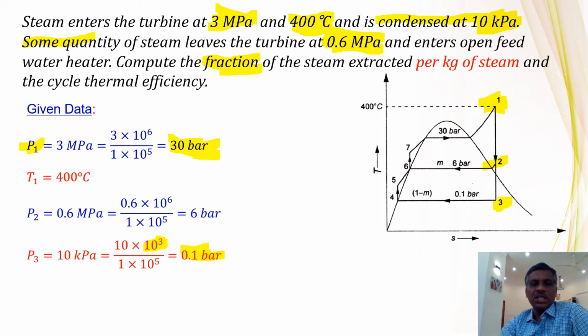So this conversion is very important. From Pascal to bar, then only you can use it in the Mollier diagram. Okay, so let us understand how to use the Mollier diagram. Similar way we can use it for Rankine, and for reheat also we have used the similar way. That is the same thing we will follow here also. And mass is per kg of steam, so the mass we will take as 1 kg.